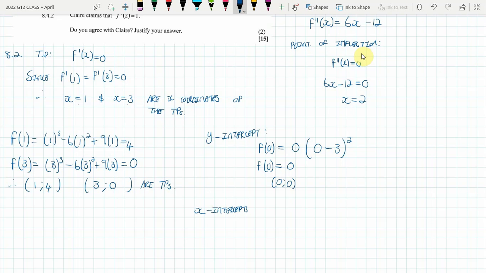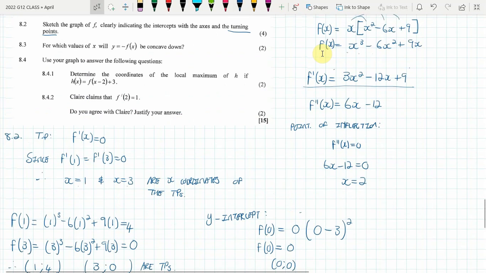To get the x-intercepts, it's x equals 0 and x equals positive 3, because remember, using f in that factorized form, you can just jump to these steps. Very good. Now, do they want to know the point of inflection? They didn't mention it.